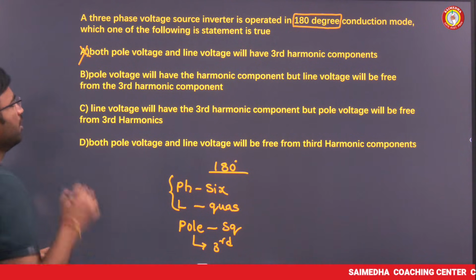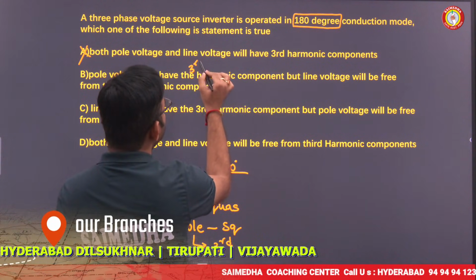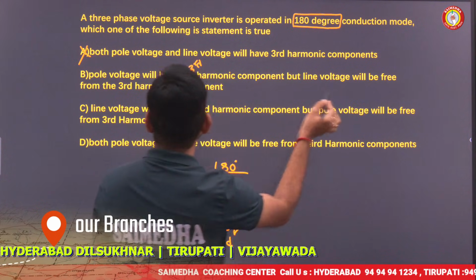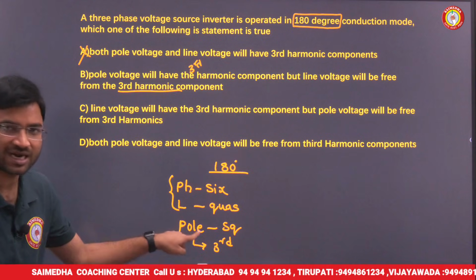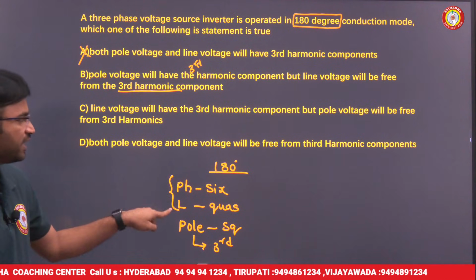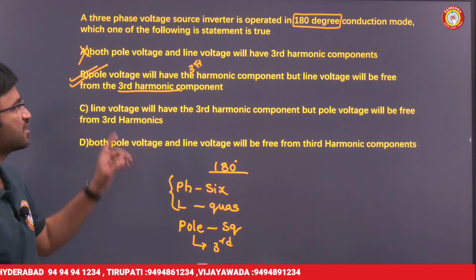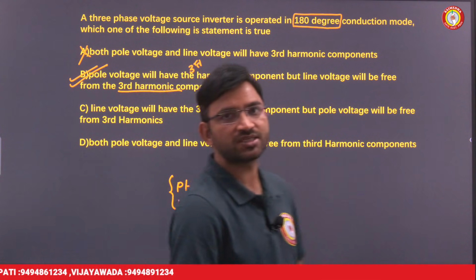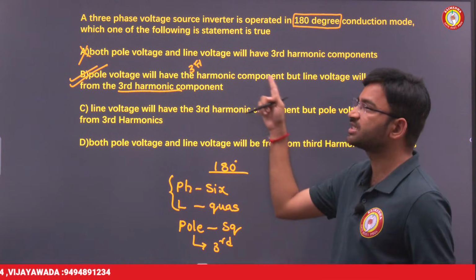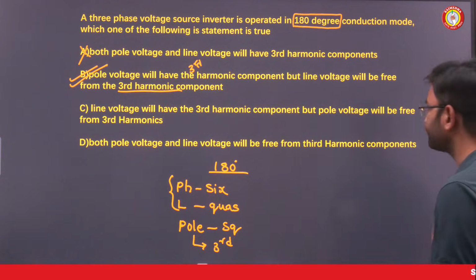No. Pole voltage will have the third harmonic component, and line voltage will be free from the third harmonic component. Yes. Pole voltage contains the third harmonic, line voltage is free from the third harmonic. Yes, this statement is true. So answer is going to be option B. Even you can verify the remaining 2 also. So this type of questions they are going to ask you from our three-phase inverters.